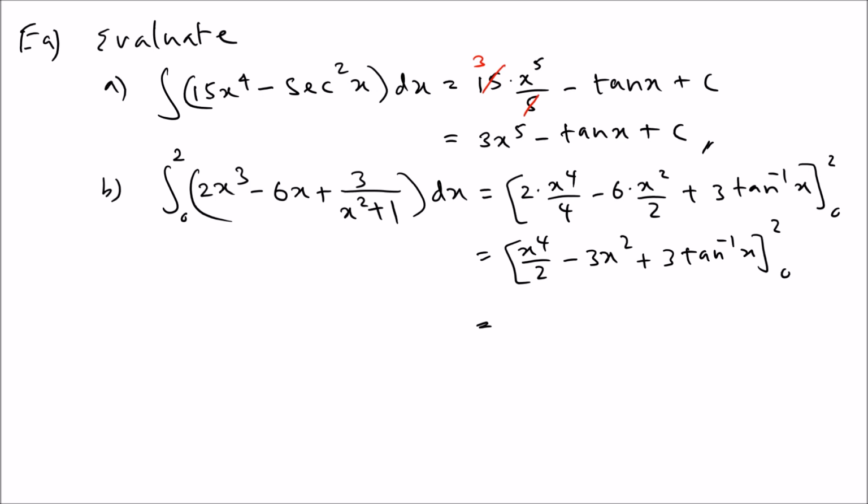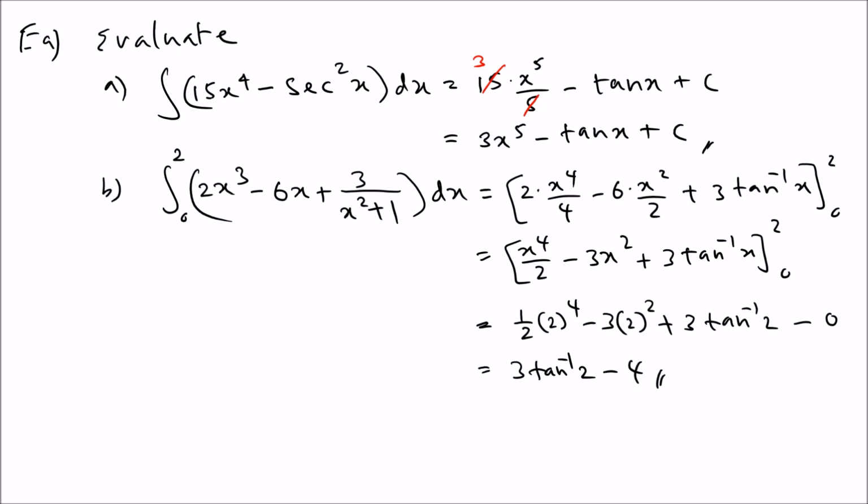So let's first plug in 2. You plug in 2: 1/2 times 2 to the fourth power, minus 3 times 2 squared, plus 3 tan inverse 2. And when you plug in 0, you can see all the terms are 0, so it's gone. When you simplify, you're going to get 3 tan inverse 2 minus 4. We normally put the negative ones later at the end.